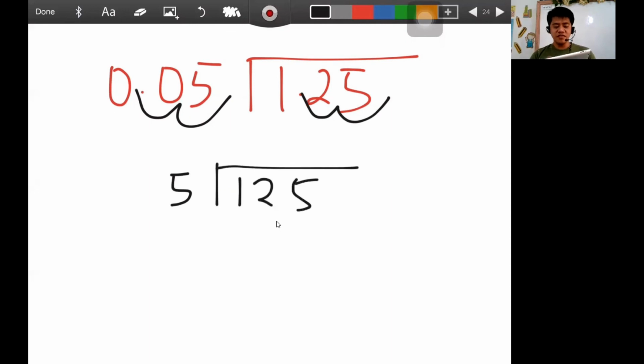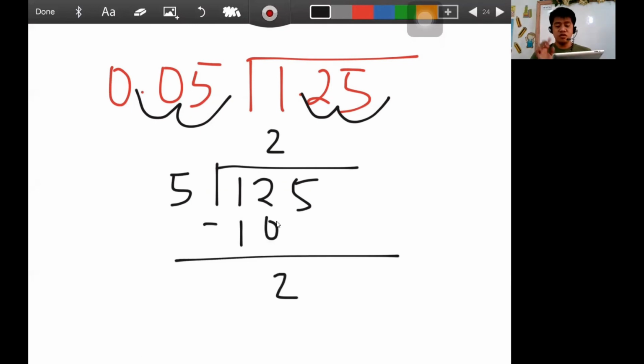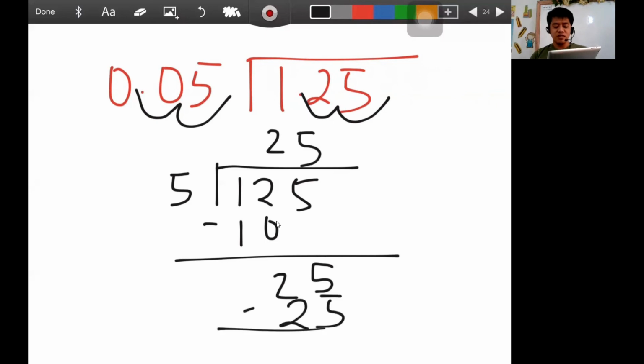12 divided by 5 is equal to 2. 2 times 5 is equal to 10. 2 minus 0 is 2. 1 minus 1 is 0. Bring down 5. 25 divided by 5 is equal to 5. And 5 times 5 is equal to 25. 25 minus 25 is equal to 0.